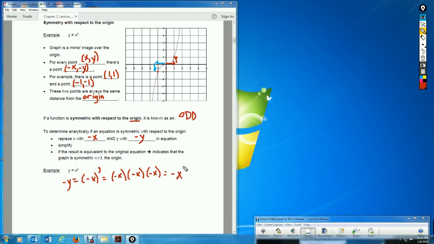And then we've got an x cubed. So now we have negative y equals negative x cubed. And basically at that point, if you just multiply both sides of the equation by -1, then we end up with y equals x cubed, which, yes, is what we started with. So yes, we know that it is symmetric with respect to the origin. I'm going to scooch and erase.